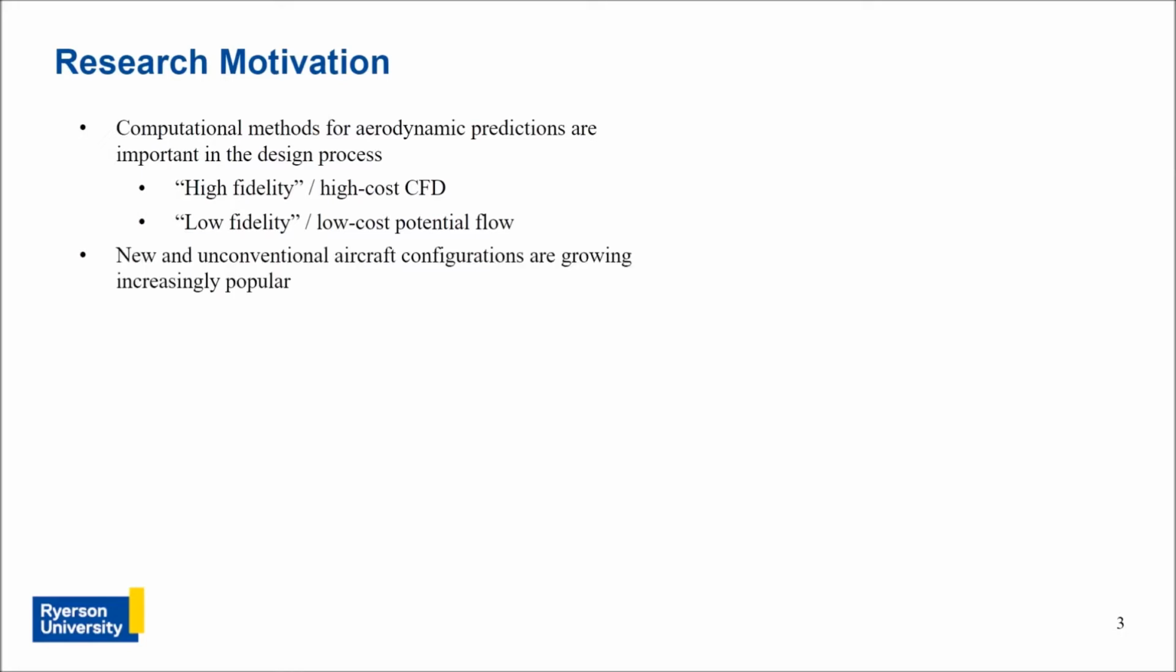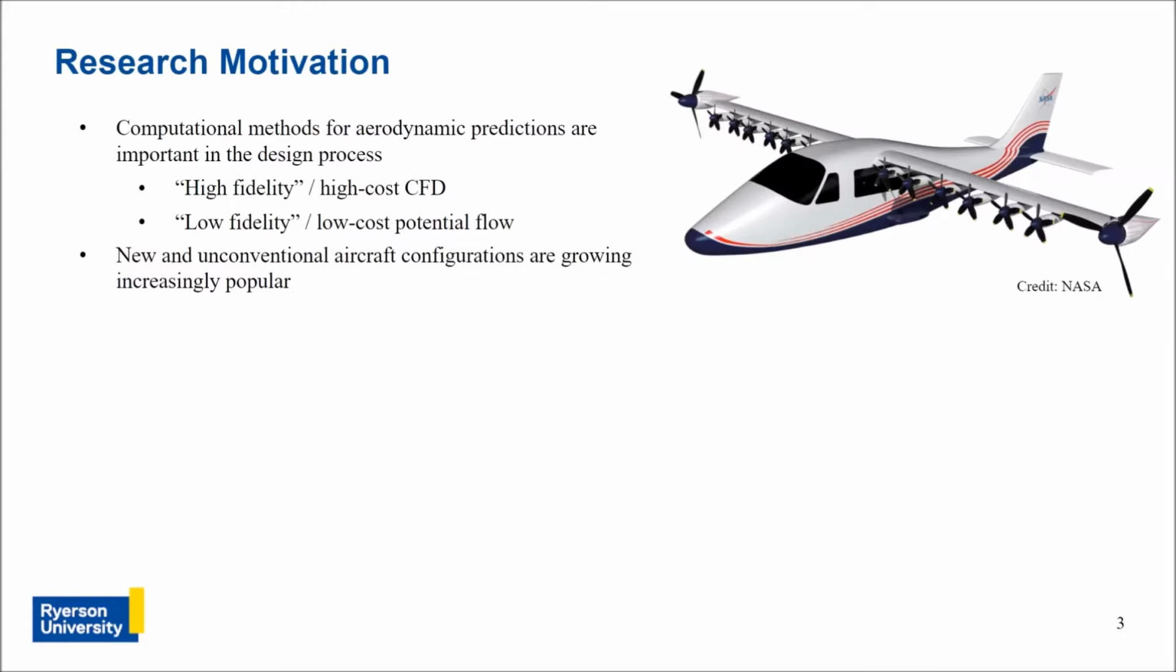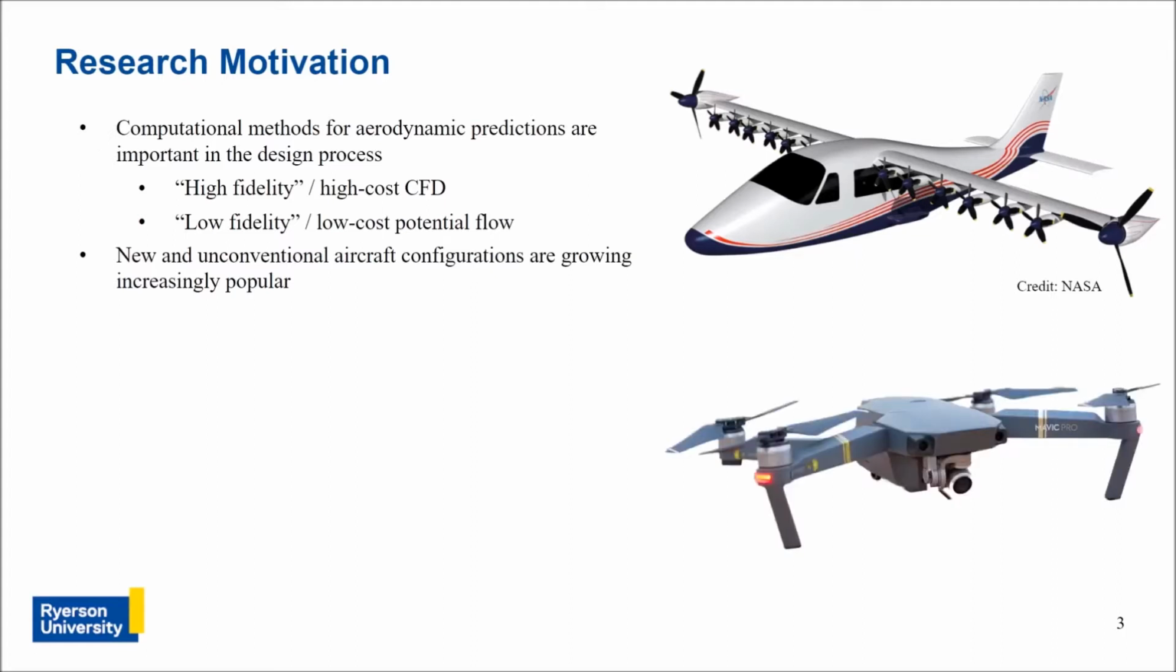Now, with that in mind, new and unconventional aircraft configurations are growing increasingly popular. For example, here we have the NASA X-57 Maxwell, which has 12 inboard propellers and 2 wingtip-mounted cruise propellers, so definitely an unconventional aircraft. Another example is given by multi-rotor drones, which are incredibly popular.